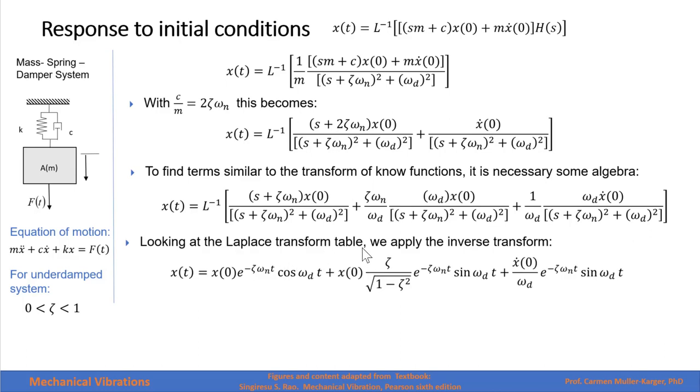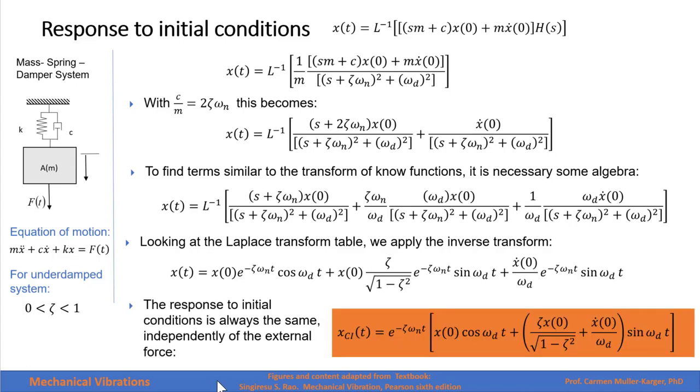So looking at the Laplace transform table, we apply the inverse transform, and we see that this term over here will be this inverse transform function. For this term over here, this is the inverse transform function. Remember that omega d is equal to omega n times the square root of 1 minus zeta squared, so omega n goes with the omega n. And then finally we have this term over here. The response to the initial condition is always the same, independently of the external force applied. And of course, this response for initial condition is valid for an underdamped system where zeta is less than 1 and greater than 0.